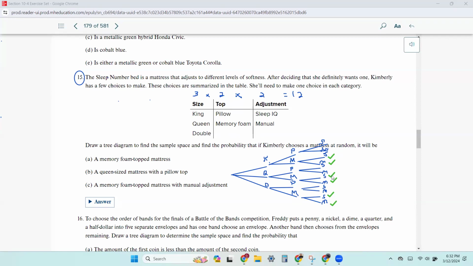So see, there's 1, 2, 3, 4, 5, 6. So that matches our results up here. So exactly half of them are memory foam. Oh, I'm sorry, it was pillow top, memory foam, yeah.